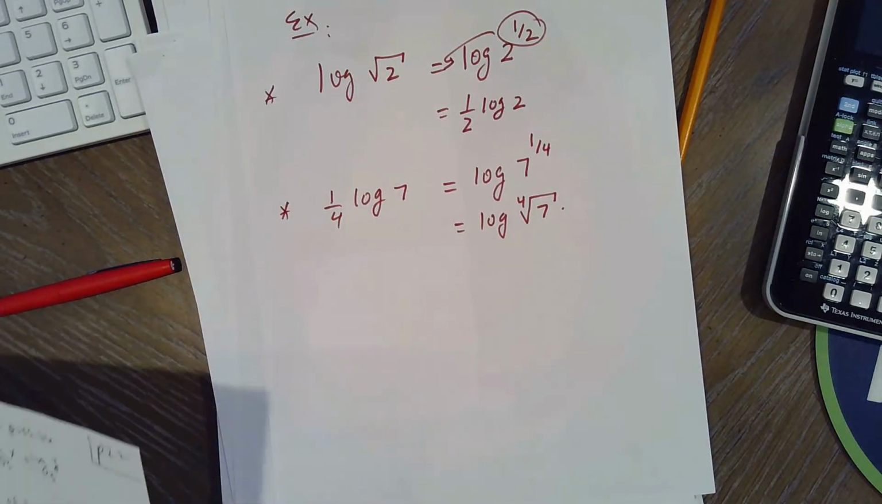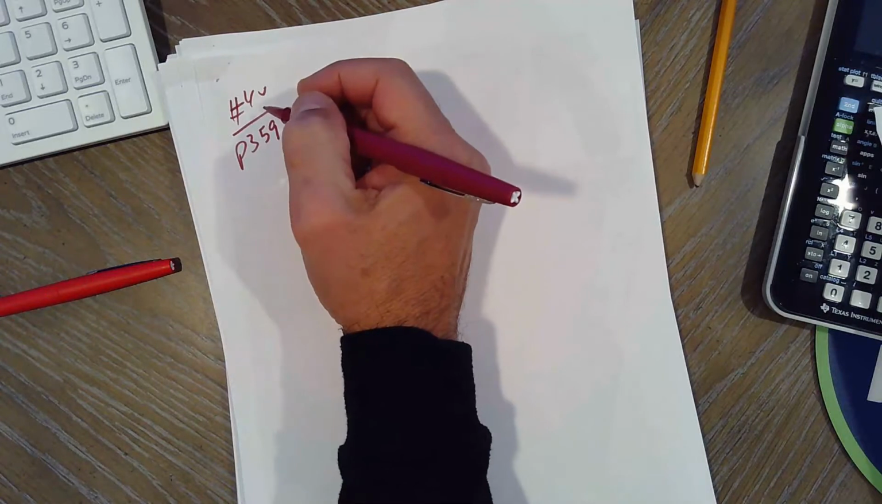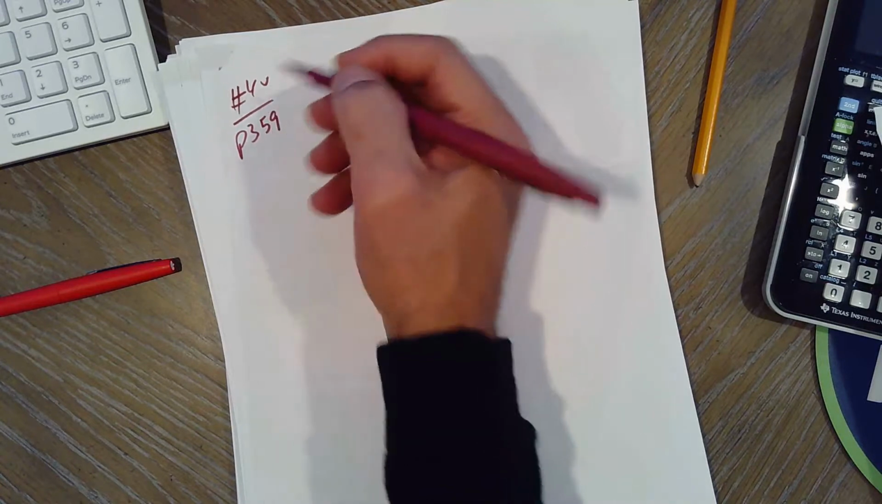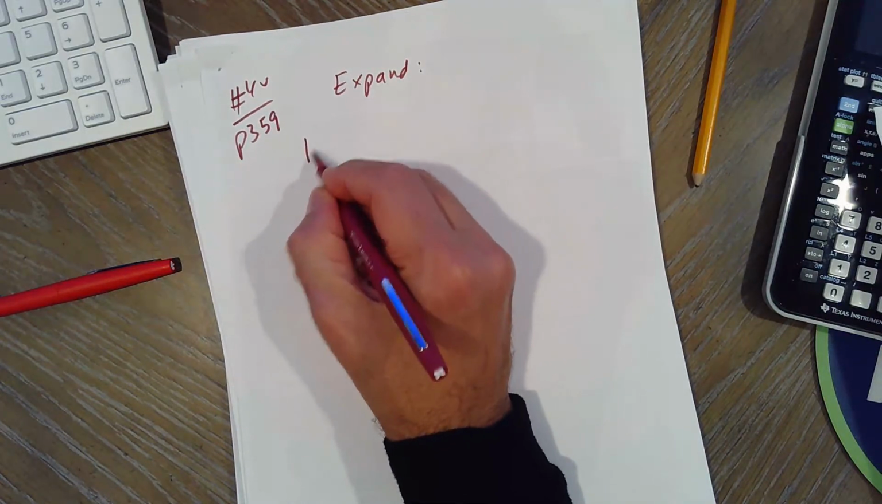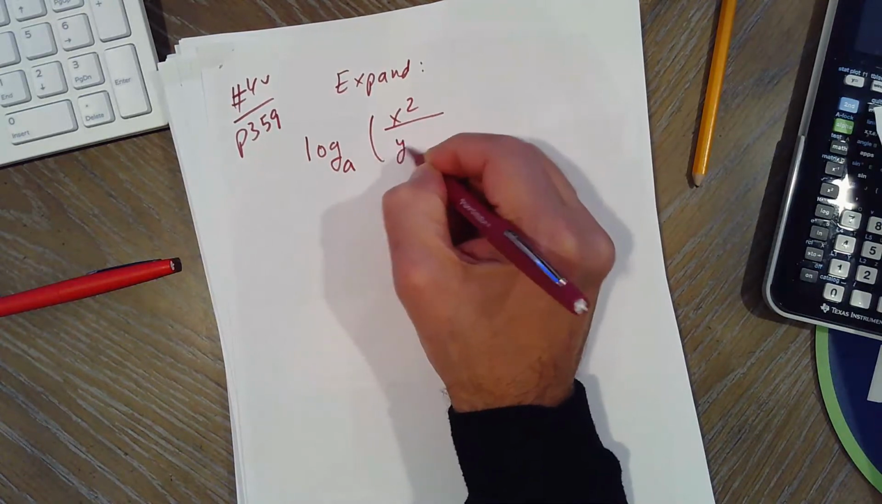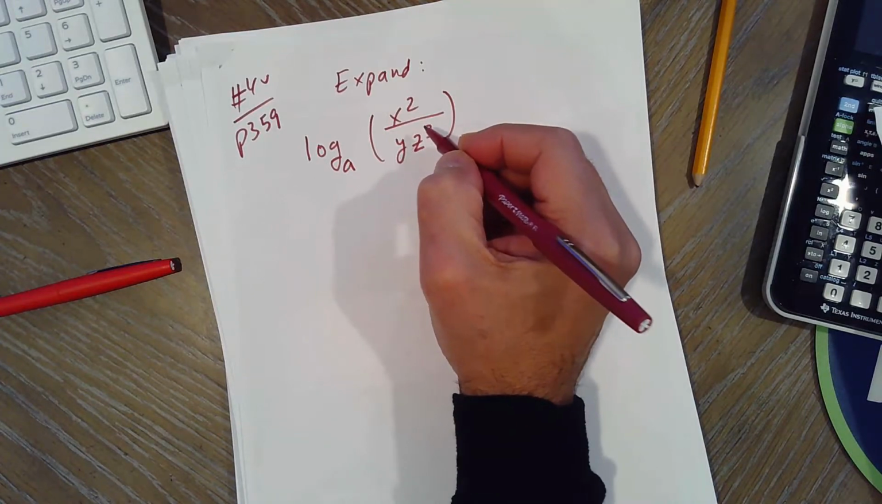Alright, so number 40, page 359. It says expand, use the laws of logs to expand the expression. Log base A of x squared over y z cubed.